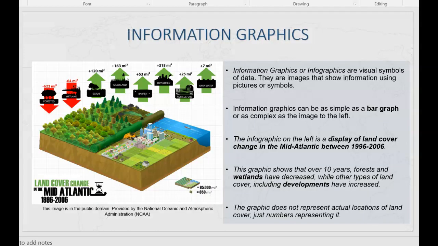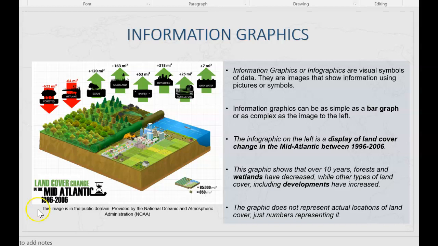Information graphics. Information graphics are also called infographics, and they use visual symbols of data. Their images show information using pictures or symbols, as you can see here in the graphic. They can be as simple as a bar graph or as complex as the picture here. When we look at this infographic here, we can see that they are showing a display of land cover change in the mid-Atlantic between the years of 1996 and 2006. That's 10 years of data showing forests and wetlands decreasing, being replaced by different land cover like developments.